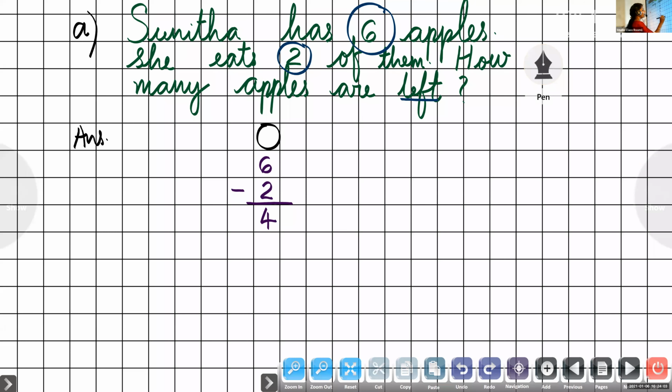6 minus 2 is equal to 4 apples, A-P-P-L-E-S. Sunida has 6 apples. She eats 2 of them. How many apples are left? So 4 apples are left. Rukma completed the first question and answer.